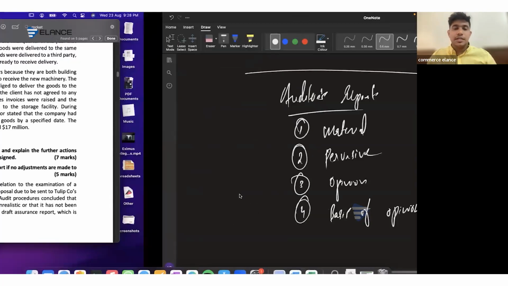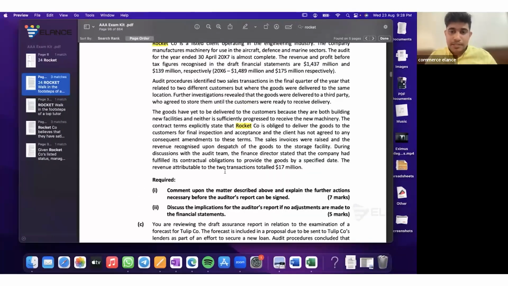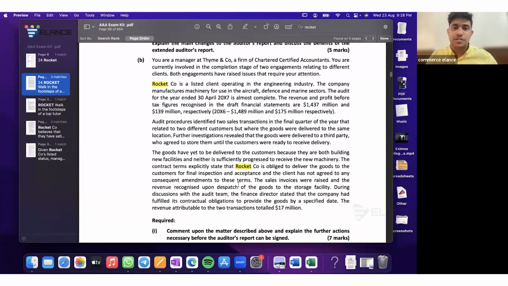Okay. Consider that this mistake is material. Is this mistake pervasive to the company's financials?